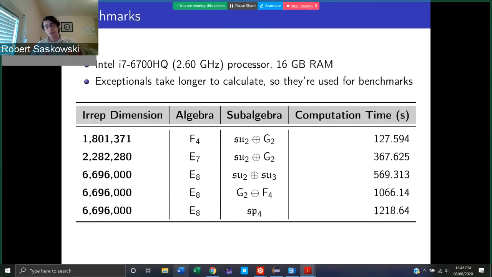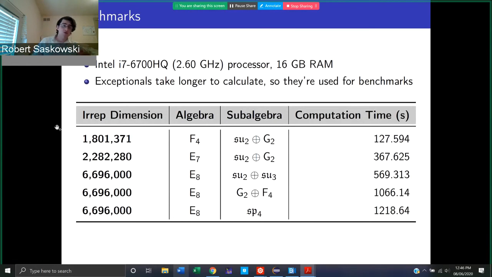Now, you may be wondering, well, it is a computer program. How long does it take to run? So we benchmarked Liart 2.0 using an Intel i7-6700HQ processor, 16 gigabytes RAM. It's an Omen 15 laptop. In particular, it's the one I'm presenting to you on. And we used exceptionals because exceptional algebras tend to take longer to calculate, so they're better to use for benchmarks.